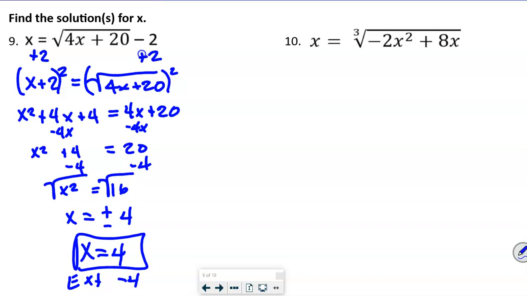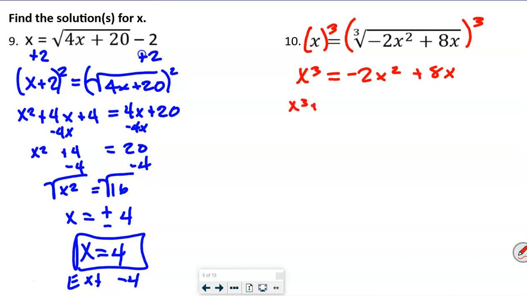All right, so over here, what do I have to do with this one, number 10? Yes, I have to cube both sides. So this is going to be x cubed equals negative 2x squared plus 8x. I'm going to then put everything on one side of the equal sign, so that's going to be x cubed plus 2x squared minus 8x equals 0.